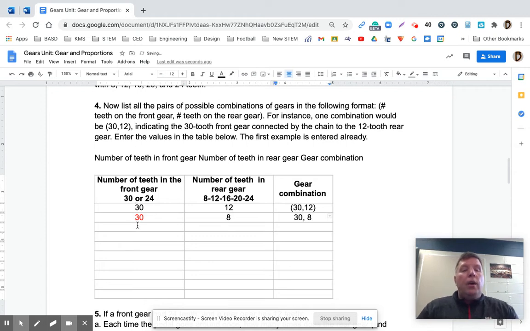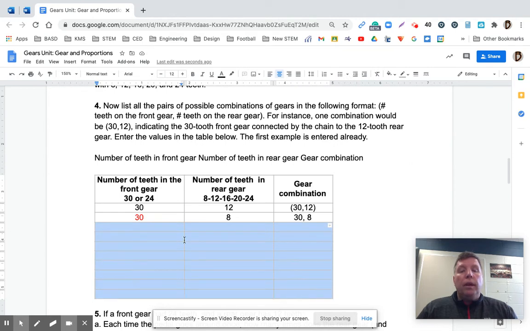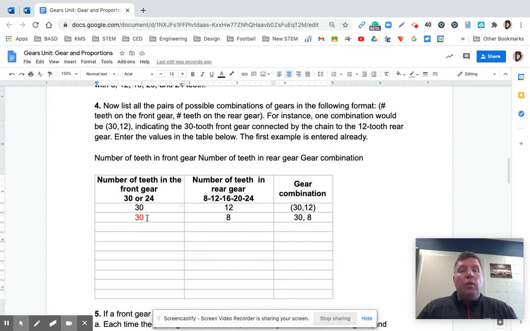Now there's 8 other combinations you need to come up with, using either 30 or 24. We have 2 for 30 already. We need to come up with 3 more for 30, and then 5 for 24. For instance, we'll make it simple, 24 and 8, and then my gear combination would be 24 and 8. So you'll work through and complete that table.